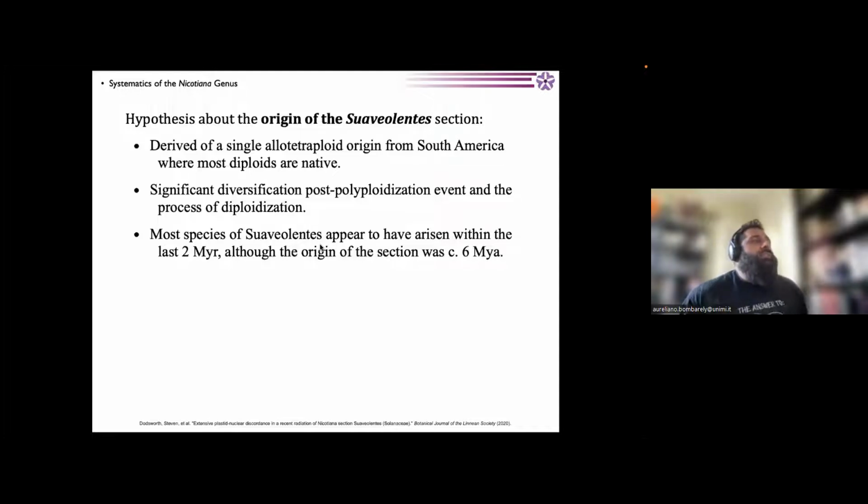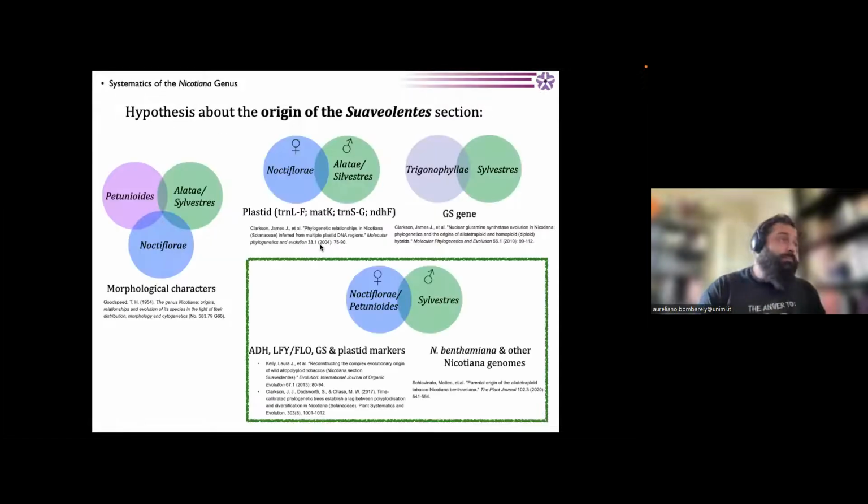So there are some hypotheses about the origin of the Suaveolentes section. That can be summarized here, and was also summarized by Stephen in his publication in 2020. They are derived from a single allotetraploid origin from South America, where most diploids are native. Also, they have a significant diversification post-polyploidization event and a process of diploidization. Most of the Suaveolentes species appear to have arisen in the last 2 million years, although the origin of the section was 6 million years ago. And it's more or less what I'm going to talk about, not the diversification, but the origin.